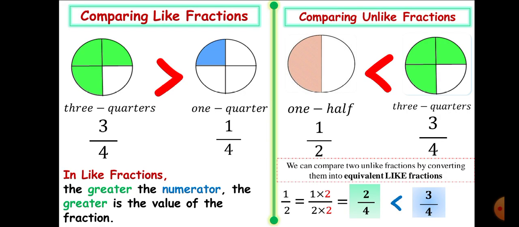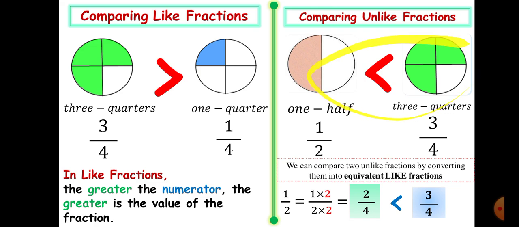Comparing like and unlike fractions: first of all, I have an example of a figure that has 4 equal parts. Here the shaded part means 3/4, and then I have a figure with 4 equal parts and one of them shaded, which means 1/4. Here the denominators are the same, so we have to look at the numerators. The greater the numerator, the greater the fraction. That means 3 is greater than 1, so 3/4 is greater than 1/4.